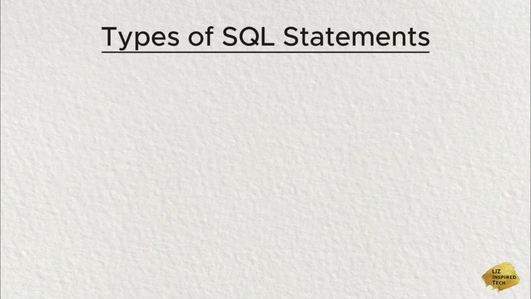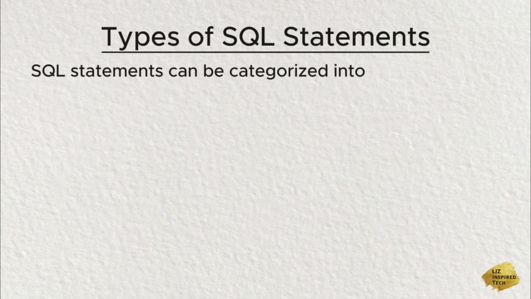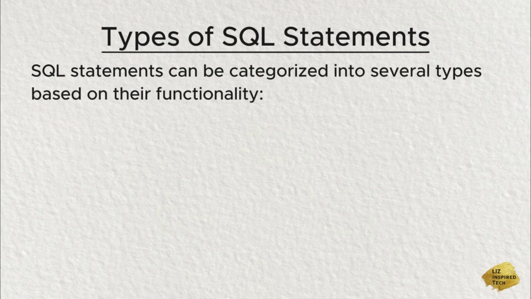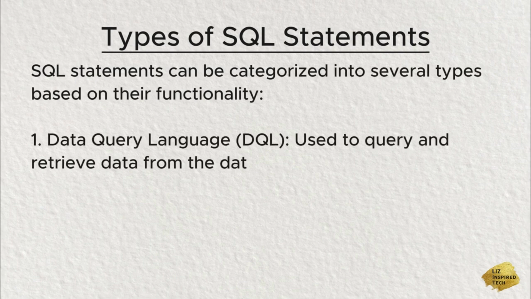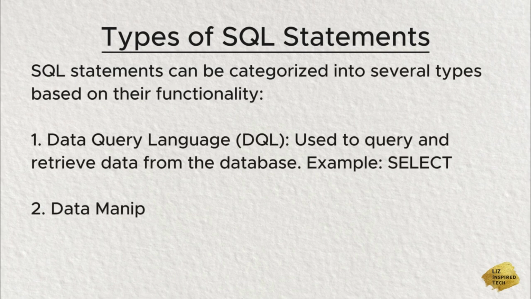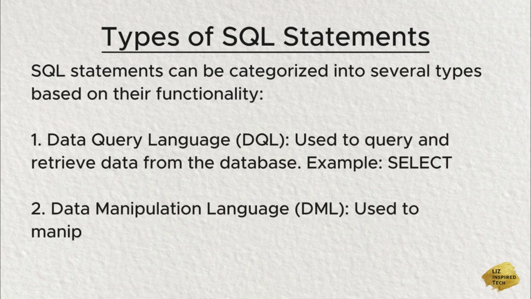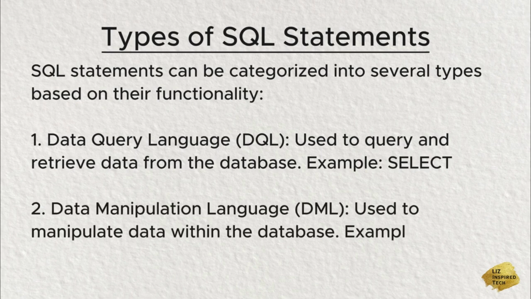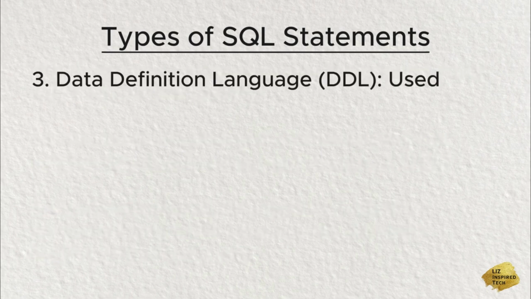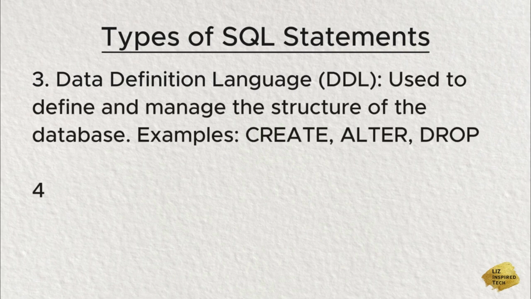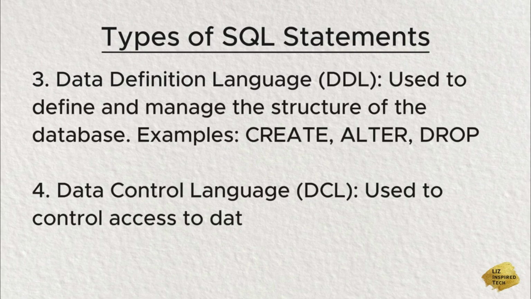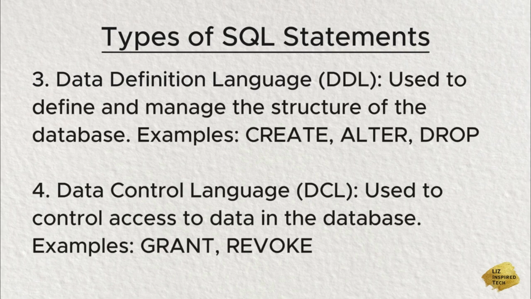Types of SQL statements. SQL statements can be categorized into several types based on their functionality. Data query language, DQL, is used to query and retrieve data from the database. Example, select. Data manipulation language, DML, is used to manipulate data within the database. Examples, insert, update, and delete. Data definition language, DDL, is used to define and manage the structure of the database. Example, create, alter, drop. Data control language is used to control access to data in the database. Example, grant and revoke.